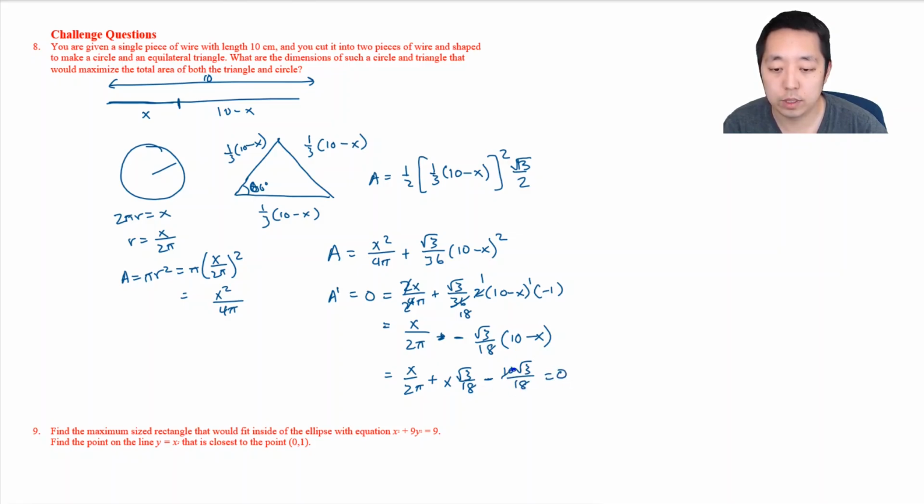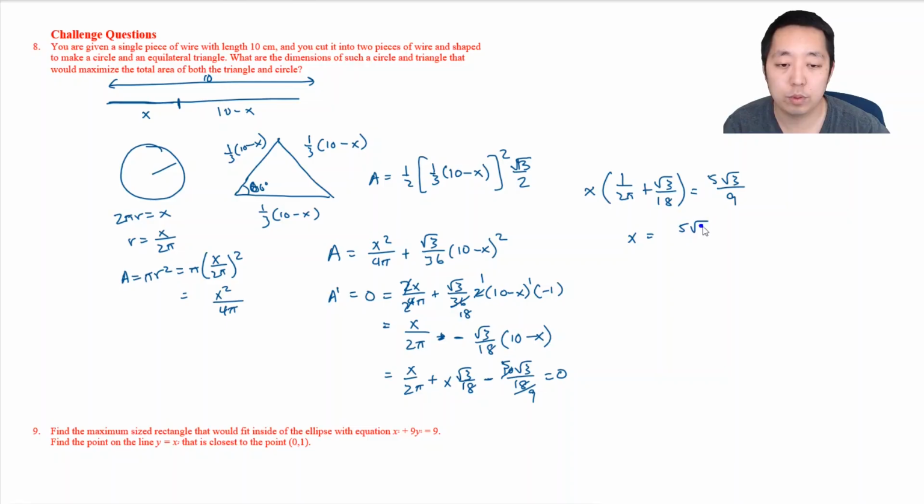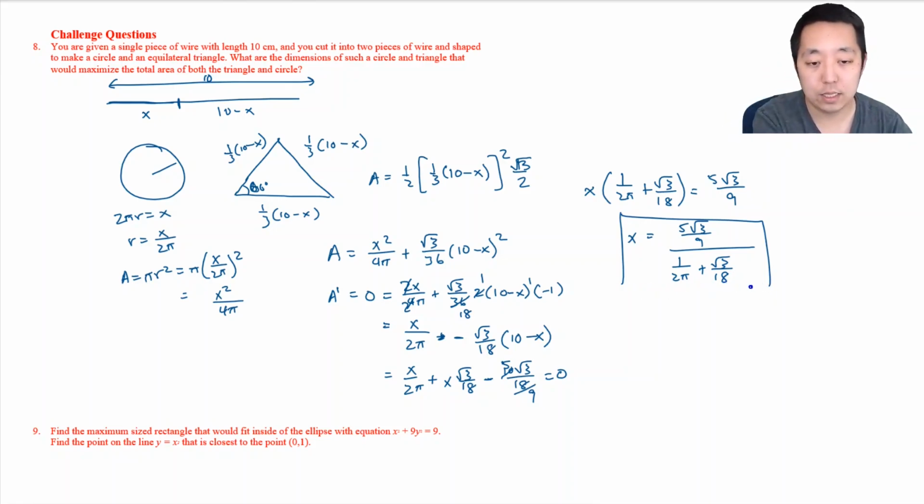So first I can simplify this. If I factor out x, it's 1 over 2 pi plus root 3 over 18, which is equal to, moving this to the other side, 5 root 3 over 9. And so x would then be 5 root 3 over 9 divided by 1 over 2 pi plus root 3 over 18. I'm not really going to bother simplifying that. You can use a calculator for that. So that would be x.